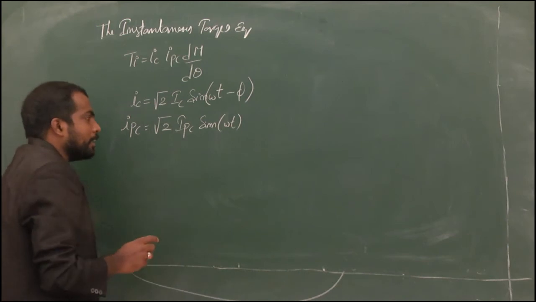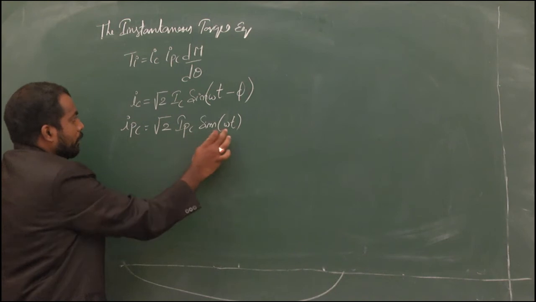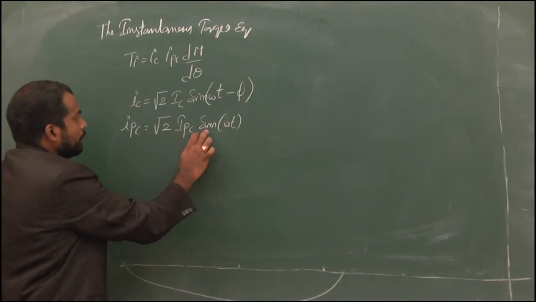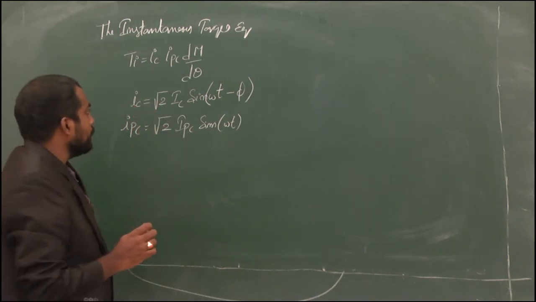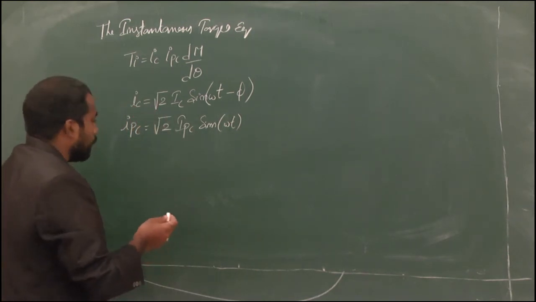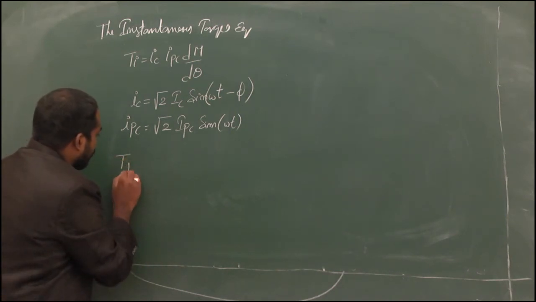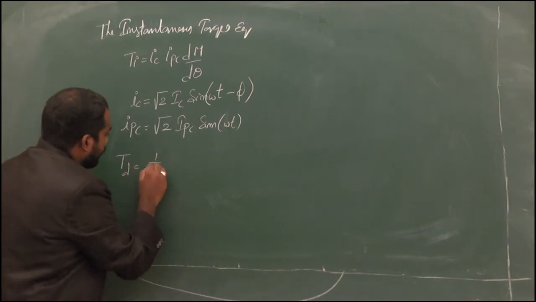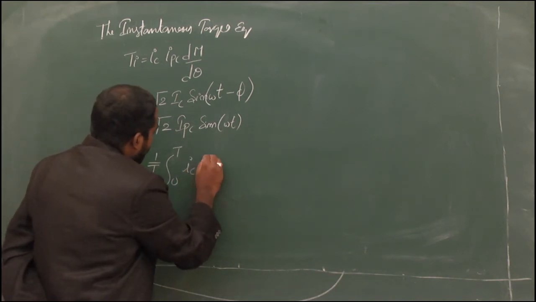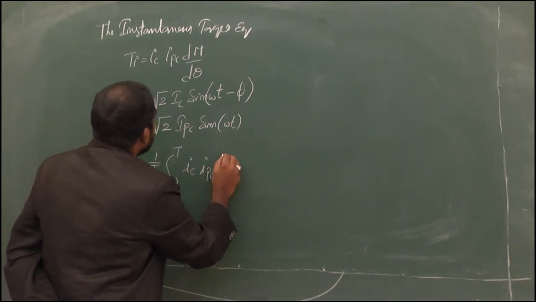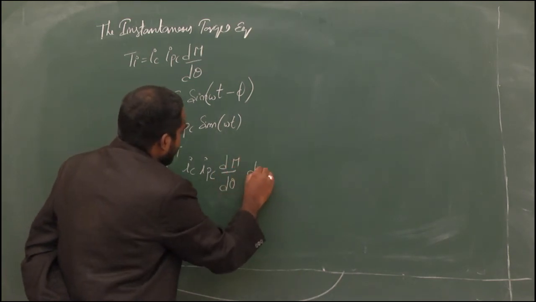That's it. This is the phase angle difference in current coil. As we have considered that the pressure coil is purely resistive, the phase angle difference in the pressure coil is 0. So this is root 2 IPC sin omega t, and the current through current coil is root 2 IC sin omega t minus phi. Now in order to calculate the net deflecting torque in a wattmeter, the formula for net deflecting torque Td is equal to 1 by T integral 0 to T IC IPC dm by d theta d omega t.